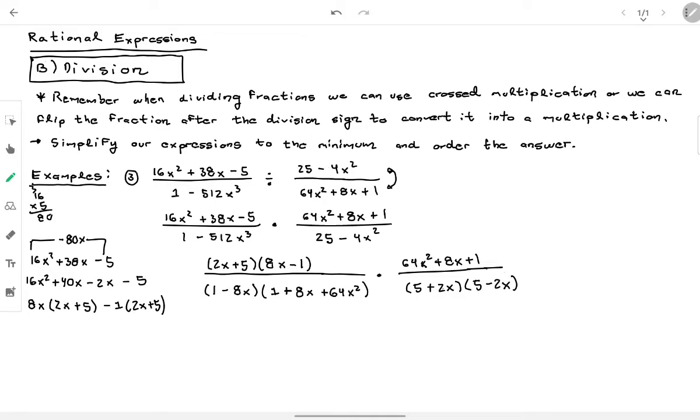So what happens here? We can eliminate what is common. This 2x plus 5, 5 plus 2x. This complete expression, this trinomial with this trinomial.